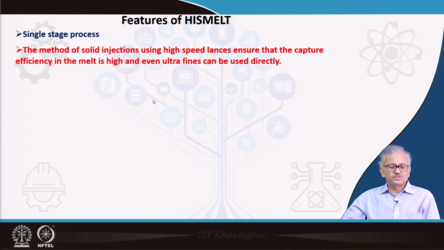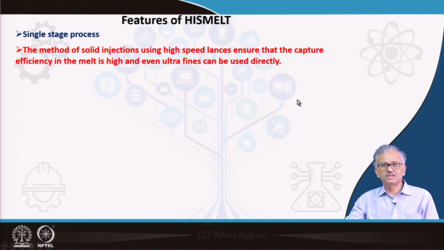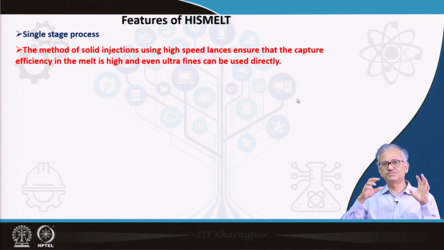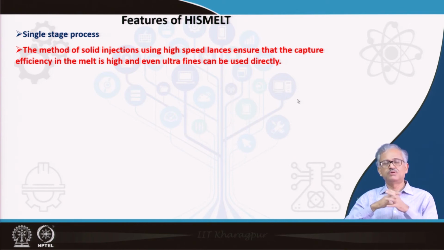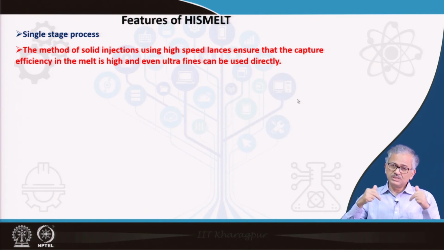Okay. So, as I said, the method of solid injection using high speed lances ensures that the capture efficiency in the melt is high, and even ultra fines can be used directly. So ultra fines you can use directly. Usually the fines melting is the problem. If you dump it, it will never melt very efficiently. That is why in the Finex process, they basically break it and put into the hot metal, liquid iron. In this case, you are injecting it. If you inject it, you can directly inject the very fines, ultra fines also, and then melting will be much faster. Okay.